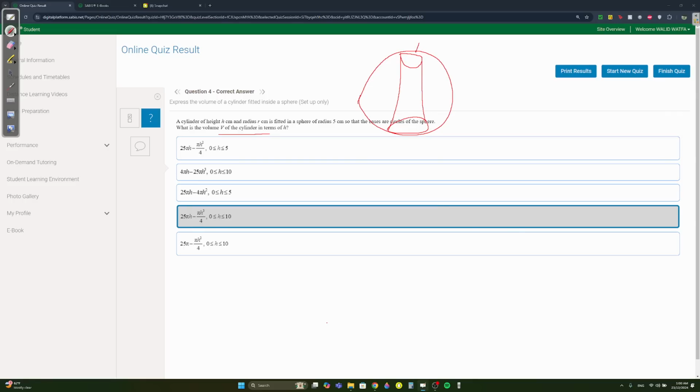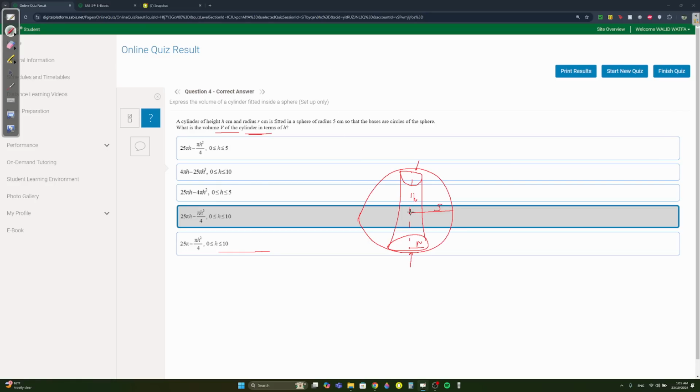Okay. You see how there's some space left on the side, so I can't use what I just did. So, again, radius of the sphere is 5. And then the height is h, radius r. They want the volume of the cylinder in terms of h. This one, honestly, took me a few minutes to think about. But once you get it, you really get it.